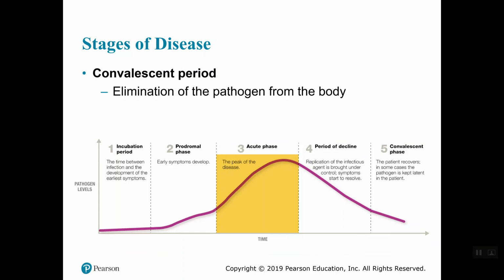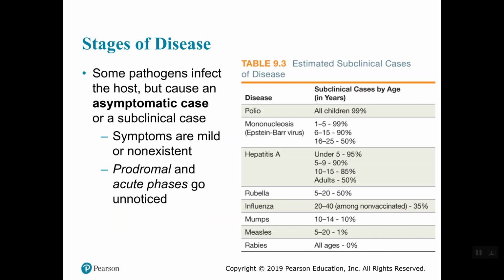And then we enter into the convalescent period, and this is when you have elimination of the pathogen from the body. So your patient recovers. In some cases, I do want to point out that the pathogen may be kept latent in the patient. An example of that would be a cold sore. You get a cold sore, the acute phase is when you actually have the sore. The period of decline is when it starts to heal and gets smaller, and the convalescent phase is when it's gone, but we actually see that the virus is still in the body. Again, we'll talk more about that when we get into our disease chapters.